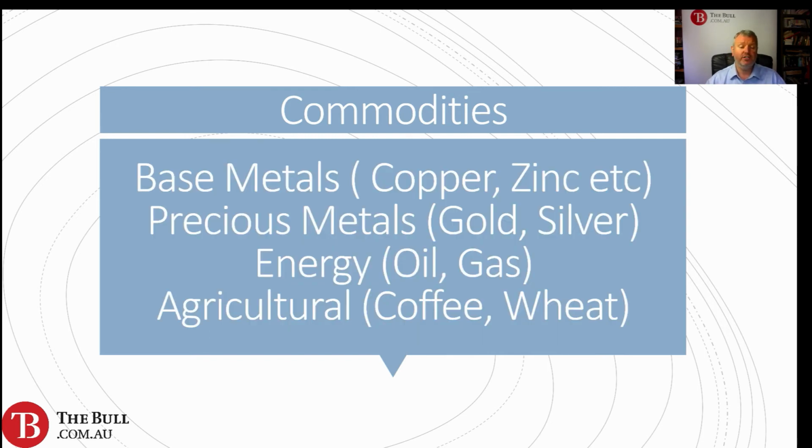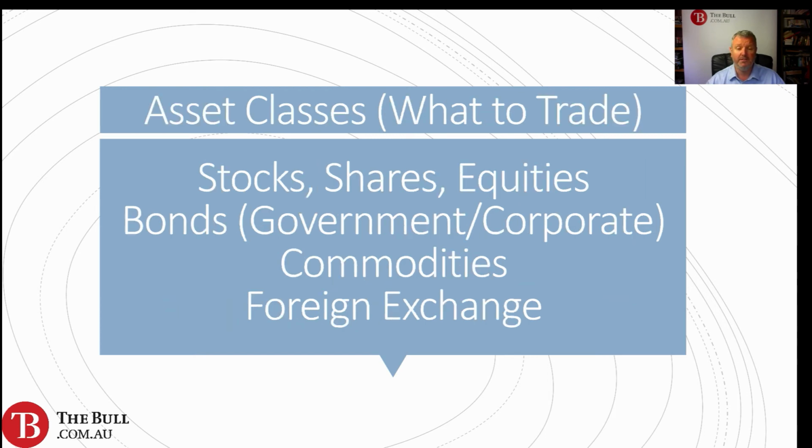And finally, you can trade agricultural products as well. Agricultural products: coffee, wheat, sugar, things like that. So agricultural products also come under that commodity basket.